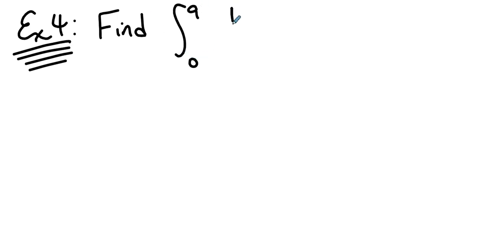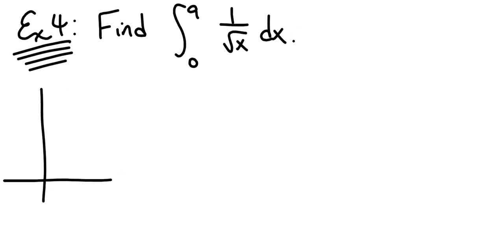This is an example of a different sort. The integral from 0 to 9 of 1 over radical x dx. Well, what happens with that? 1 over radical x looks like this. You're looking to go from 0 to 9. You want this. But you can't go to 0 because there's an asymptote there. So instead, you go to some number a, and you push a towards 0.